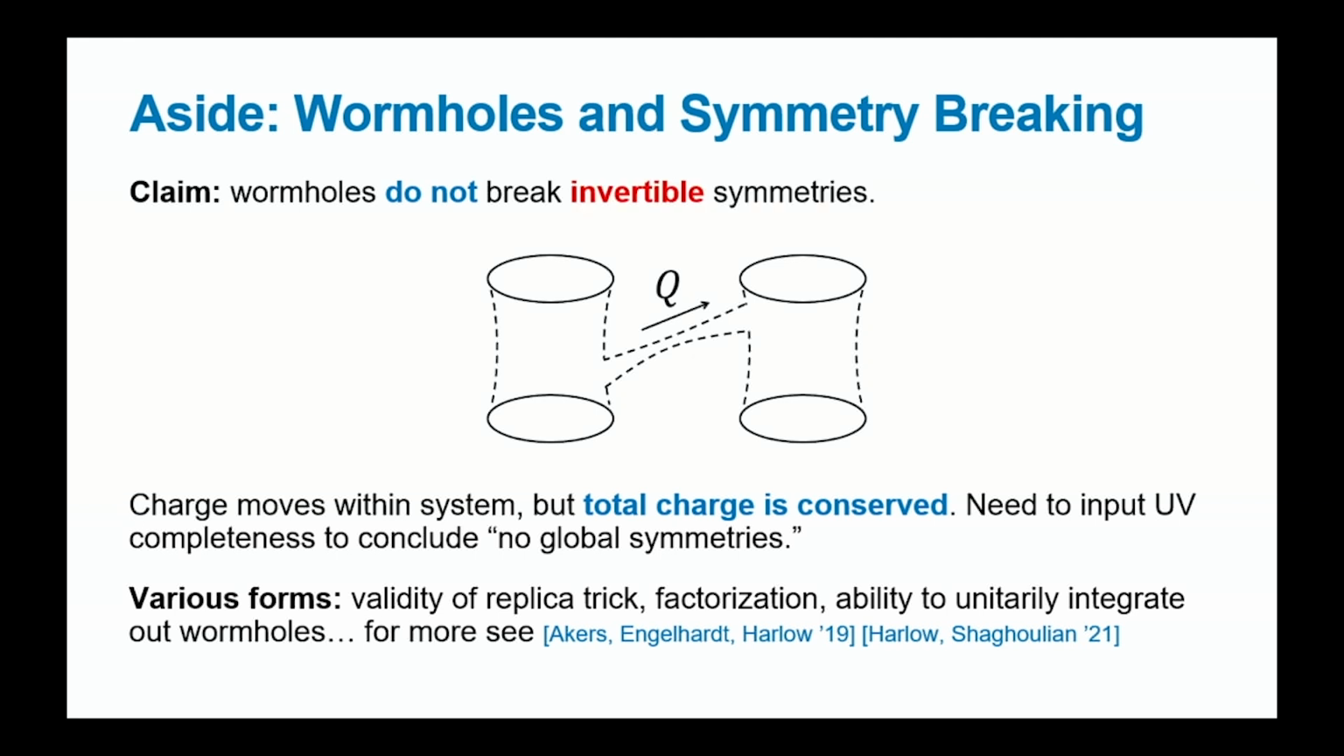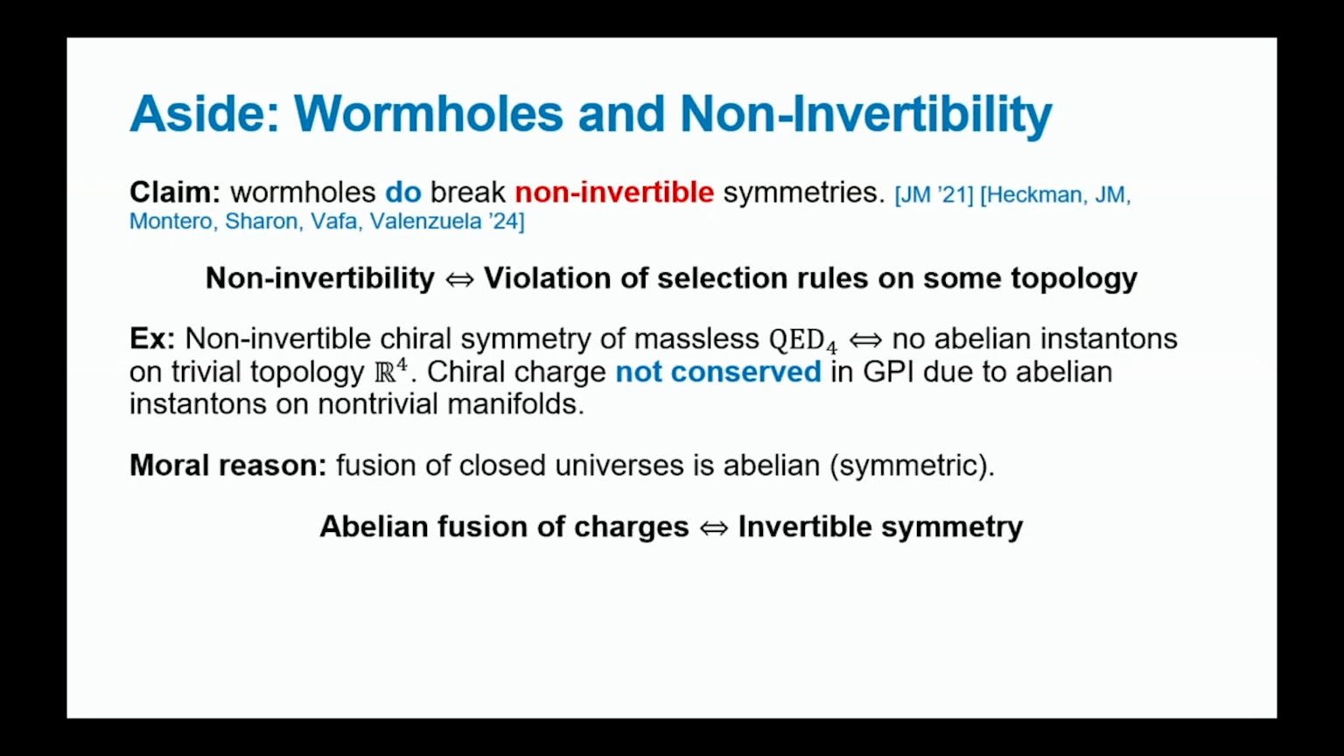Now, I should have said that wormholes do not break invertible symmetries. Part of the reason I'm being so pedantic is that wormholes do break non-invertible symmetries. Maybe this is a reason we shouldn't call them symmetries. One way to understand this is that non-invertibility is equivalent, I don't know this as a theorem, but I'm pretty sure it's true, to the violation of the selection rules for the symmetry when you put the theory on a non-trivial topology. Non-trivial here meaning not a sphere.